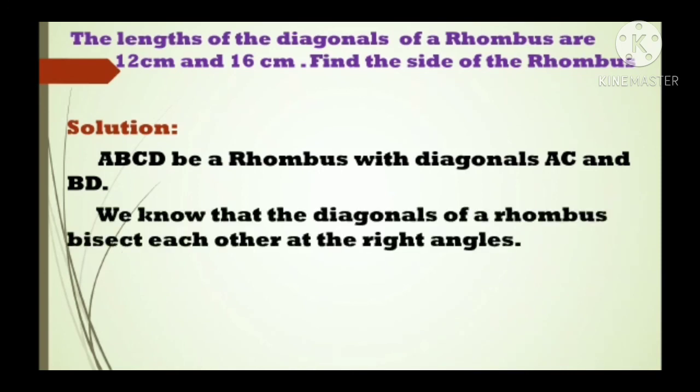We know that the diagonals of a rhombus bisect each other at right angles.